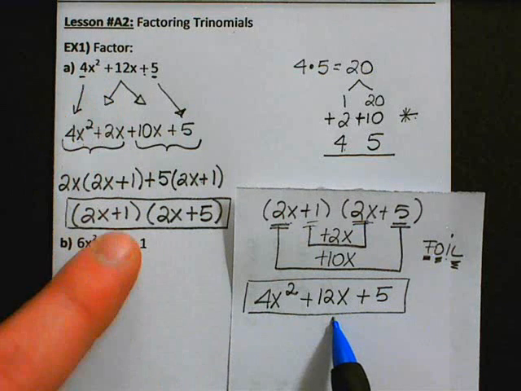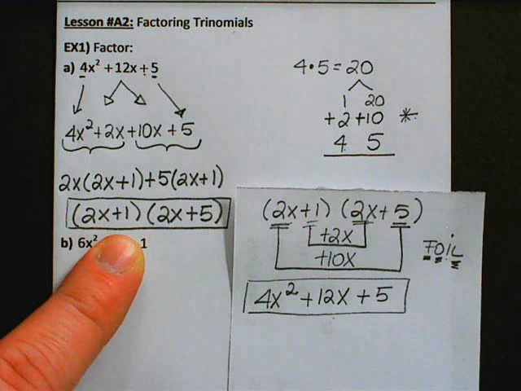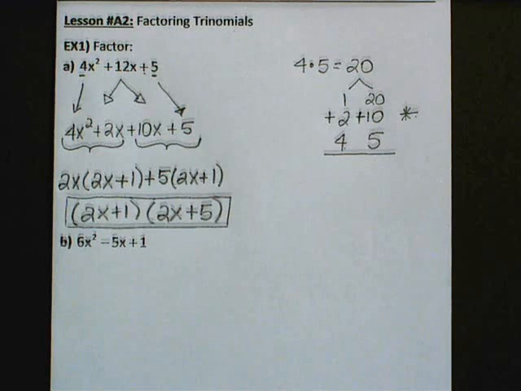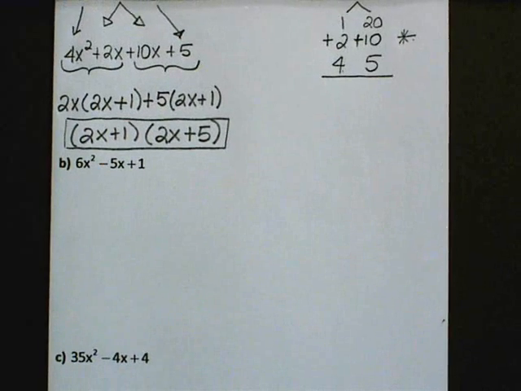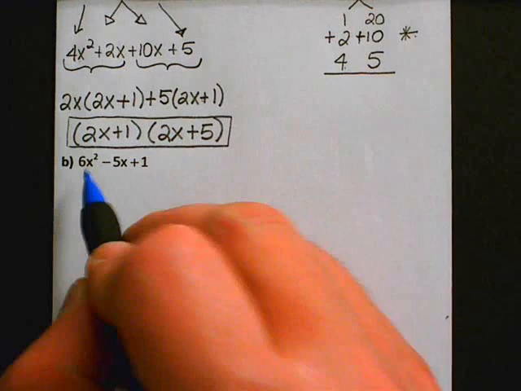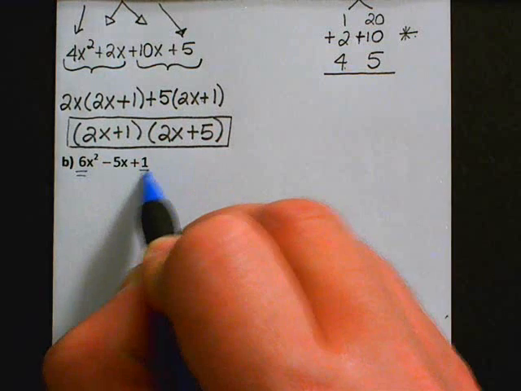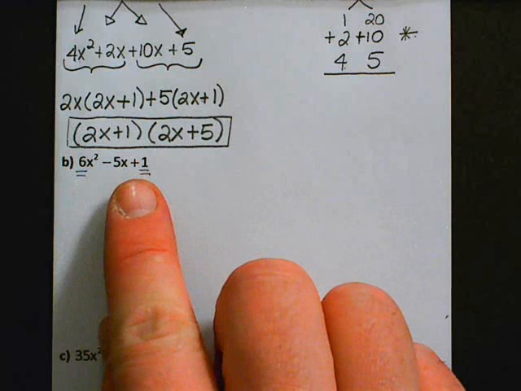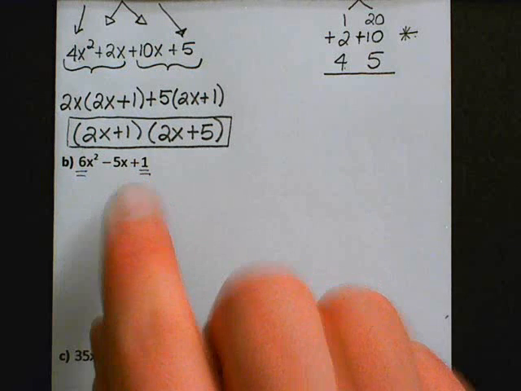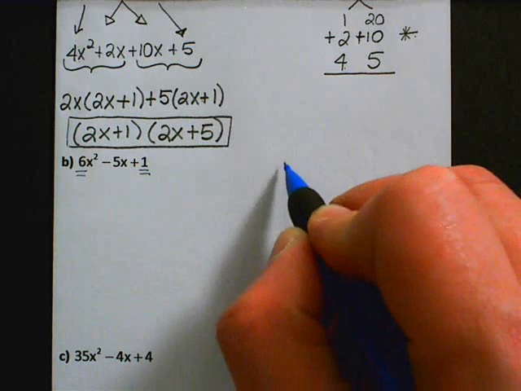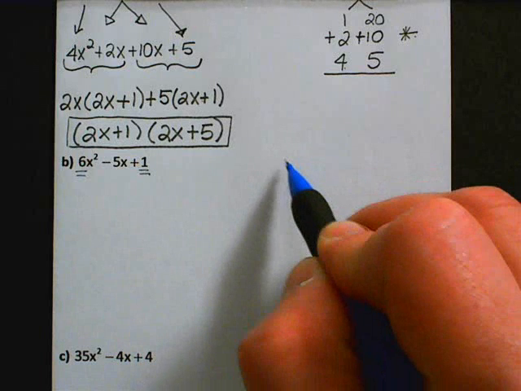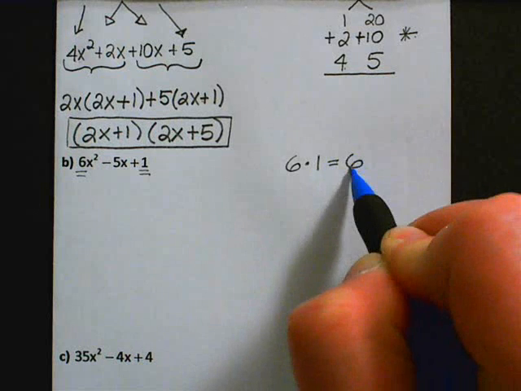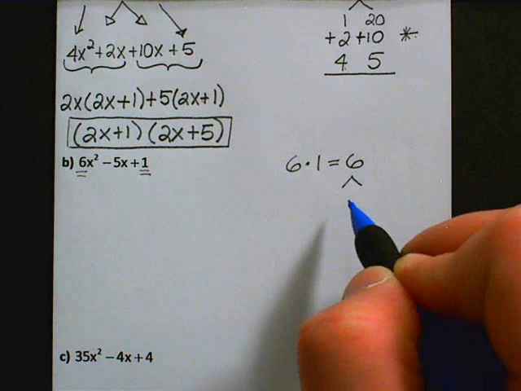Okay? Alright, let's go ahead and do letter B using the same strategies and steps. Basically, I'm going to take the first and last number. But before anything, ask yourself, can I factor anything from all three? The answer is no. So let's go ahead and do the strategy. The strategy is you take the first times the last and you get 6. And what two numbers give me 6? 1 and 6, 2 and 3.